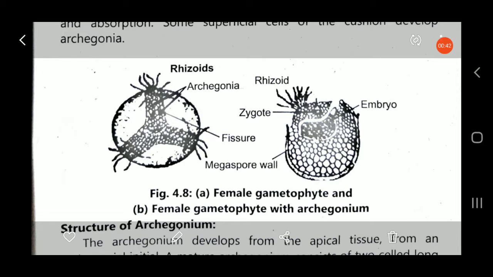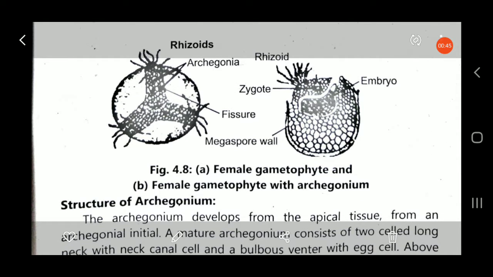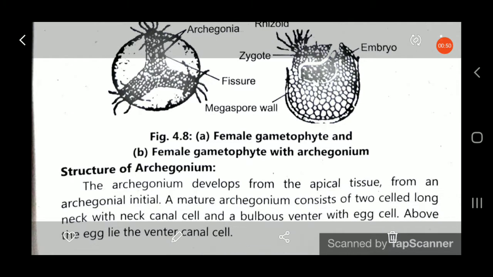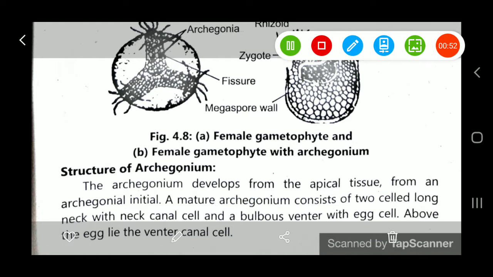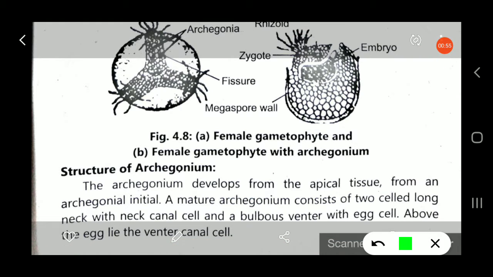In pteridophytes, archegonia are also present in the female gametophyte. Now we can see the structure of the archegonia. The archegonium is a flask-like structure. It consists of a neck, inside the neck the neck canal cells, then the venter canal cells, then the venter, and inside the venter the egg is present, and these are covered by the cover cell.